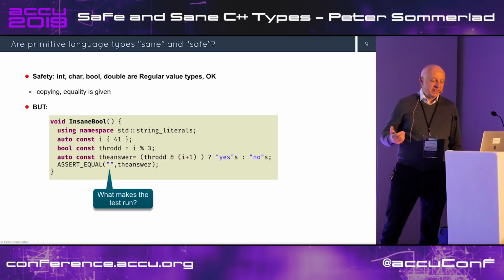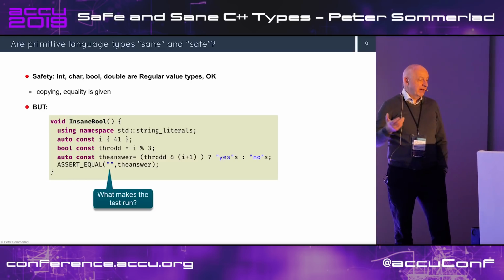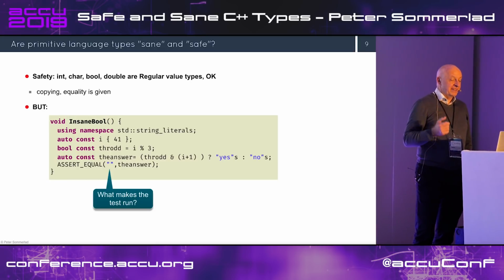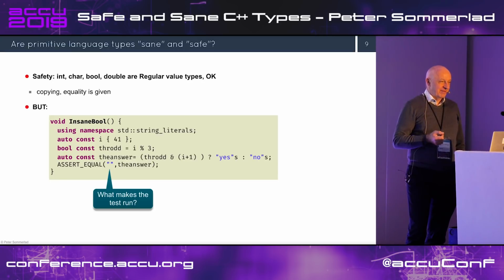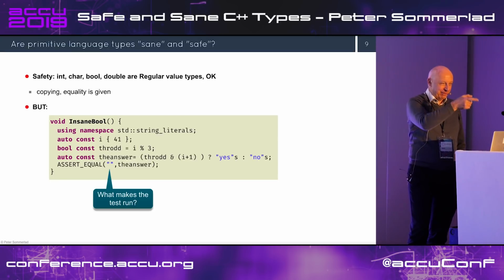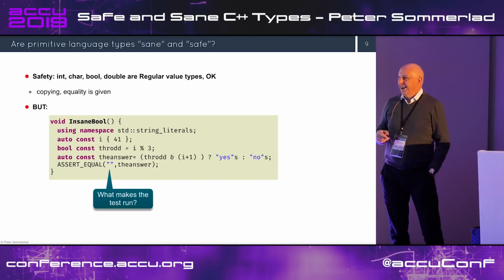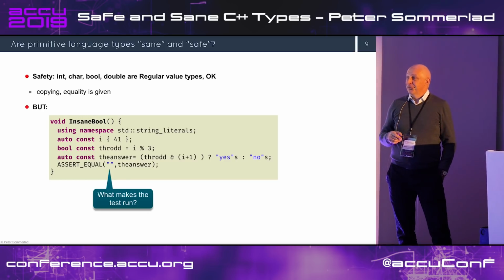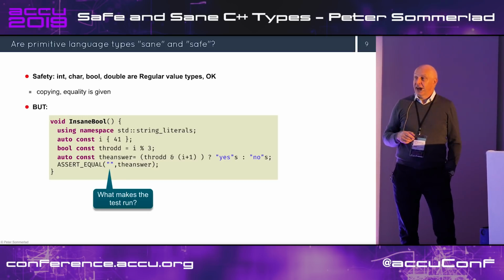And this test, what's the answer? It will fail because it's either yes or no, but what is the answer? That's a pub quiz, not pub quiz, a C++ quiz question. What's the result? And why is it running?